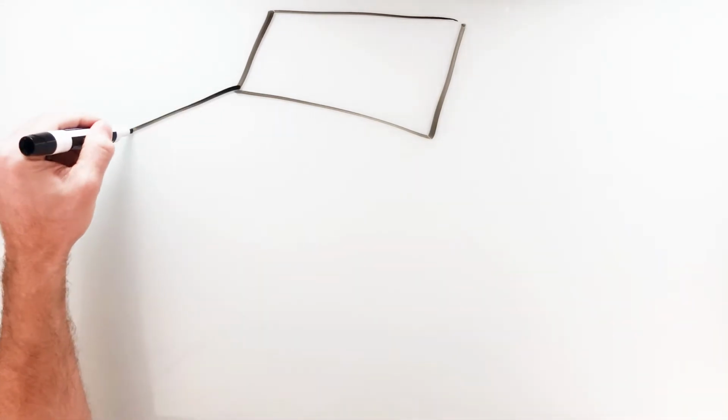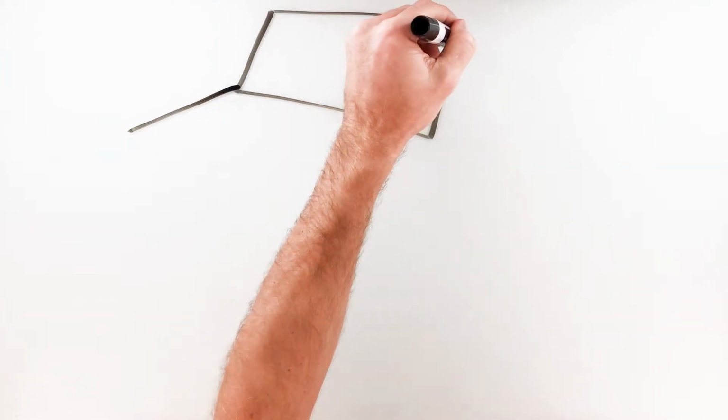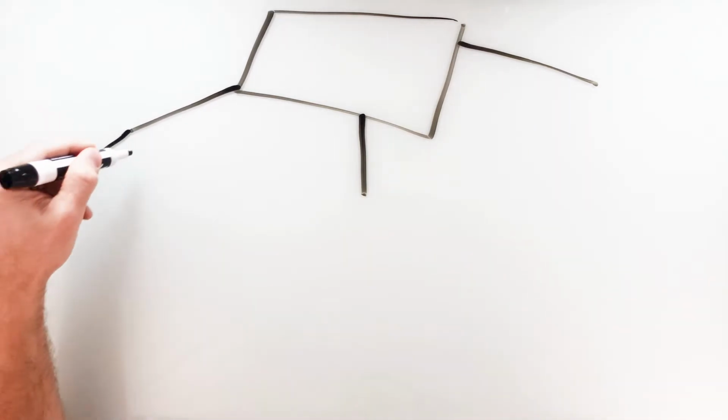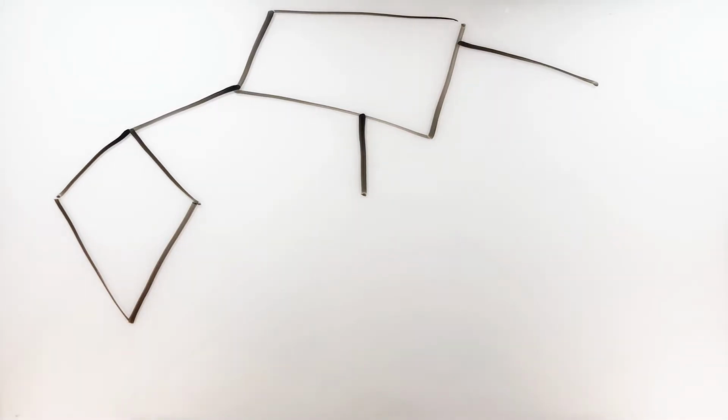So the first branch that we're going to talk about is quadrilaterals that have no parallel sides. Then we'll talk about quadrilaterals with 1 pair of parallel sides. And then finally, quadrilaterals with 2 pairs of parallel sides. So the first one, no parallel sides, we've got one quadrilateral, and this is called a kite.